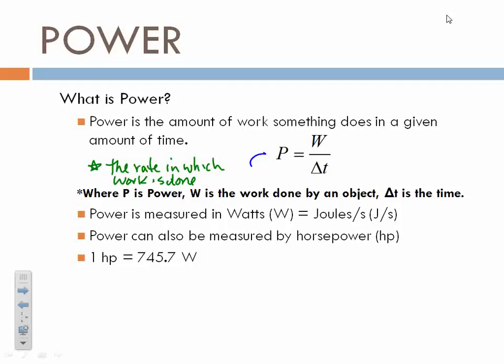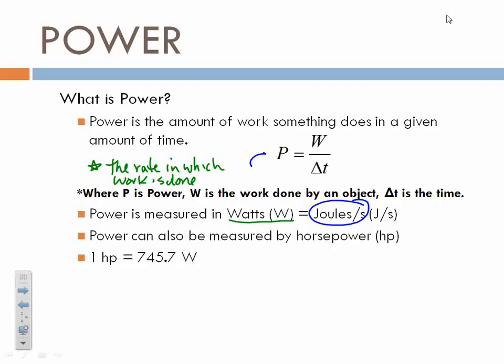P is power, capital P is power. We're going to measure that in watts. You kind of think of electricity when you think of wattage, because if you look on all of your light bulbs, it gives you a certain wattage rating. Wattage is basically how much energy is flowing through that thing to make it work. Since we're talking about an amount of work in a certain amount of time, we're talking about energy in a certain amount of time. And so what a watt really is, it's a joule per second.